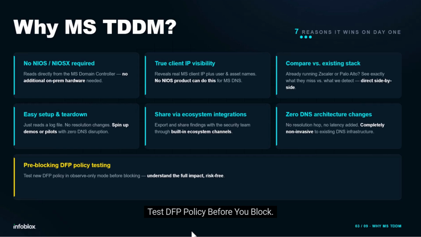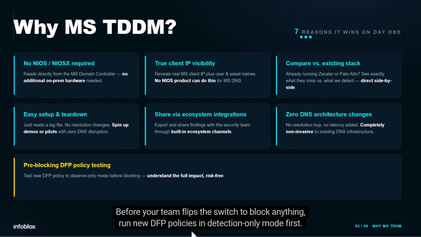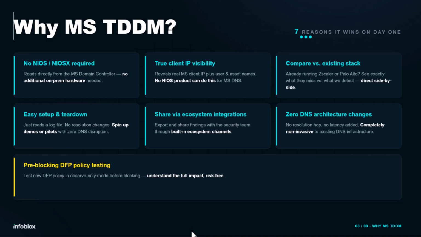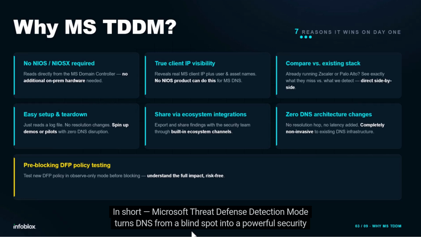Test DFP policy before you block. Before your team flips the switch to block anything, run new DFP policies in detection-only mode first. You'll see exactly what would have been blocked. No surprises, no angry tickets, no unintended outages. In short, Microsoft Threat Defense Detection Mode turns DNS from a blind spot into a powerful security signal.